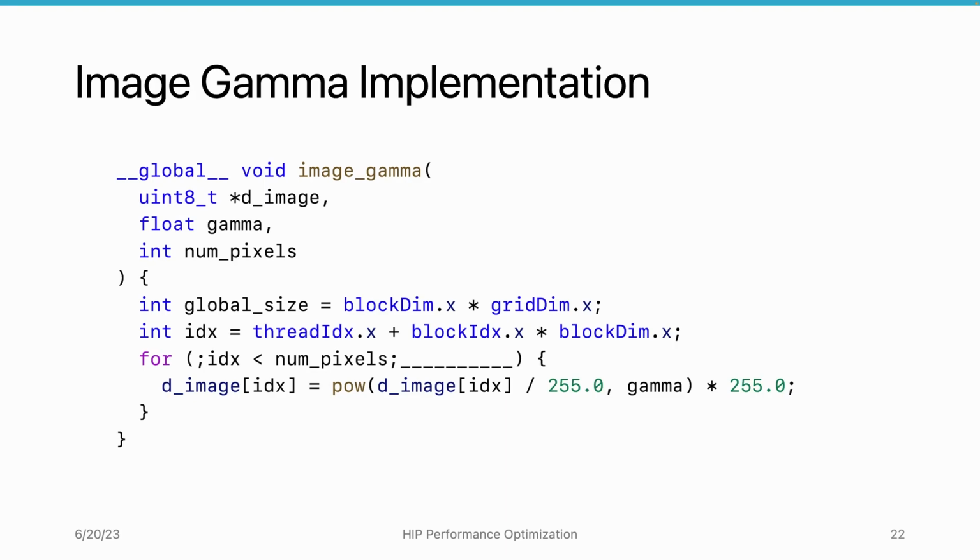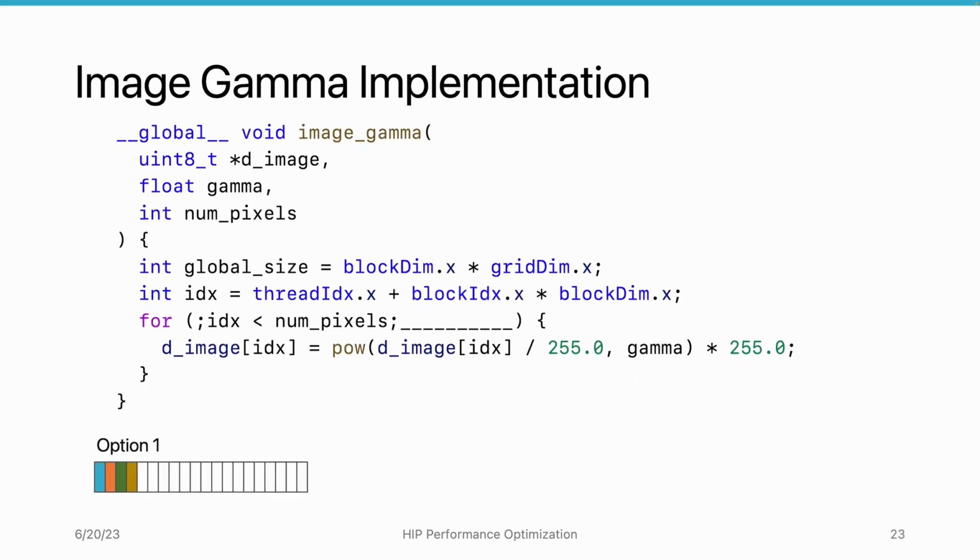So here, we need to decide how we can partition the workload. What should the first thread do, and what should the second thread do? In general, we have two options. In option 1, we can divide in this way. The first thread is working on the first pixel, the second thread working on the second pixel, and so on. Then, in the next iteration, we move forward. The first thread works on the fifth element, and the second thread works on the sixth element. So we shift by the grid size.